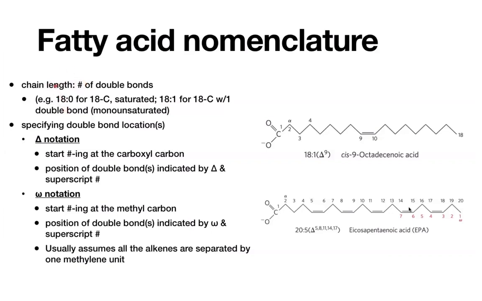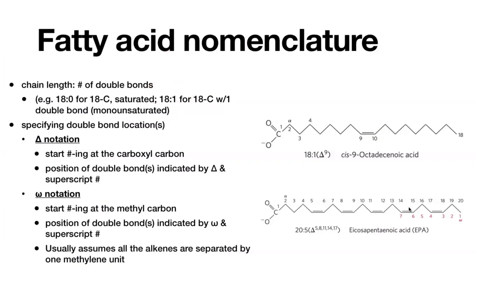So for example, if you had a saturated fatty acid that was the length of 18 carbons, you would write this as 18 colon 0. If you had a single double bond, you would write 18 colon 1. And so this would be an example of a monounsaturated fatty acid. Okay, but now where is that double bond?